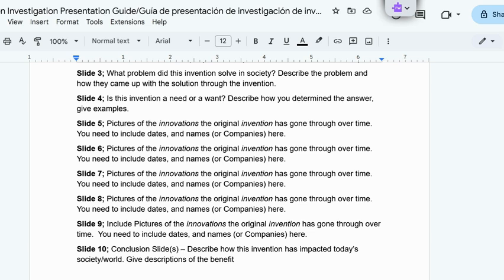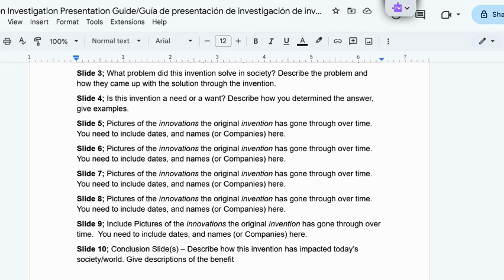So what this looks like is from slides 5, 6, 7, 8, 9, you are going to show me 5 different types of innovations that your topic has gone through. You've already talked about the original one, but by now, in 2024, your invention should have gone through 5 different types of innovations, okay? So you're going to have to really take some time to research what those look like.